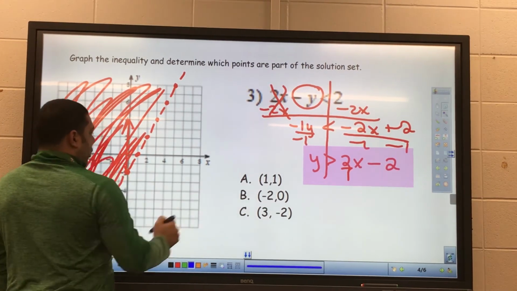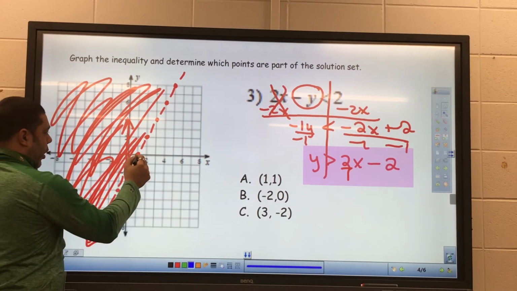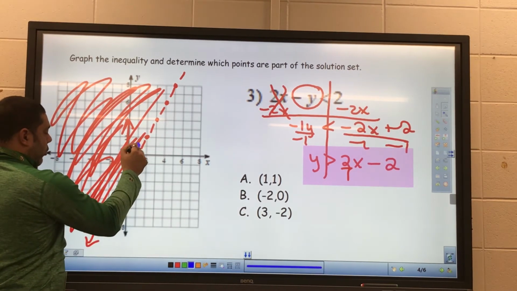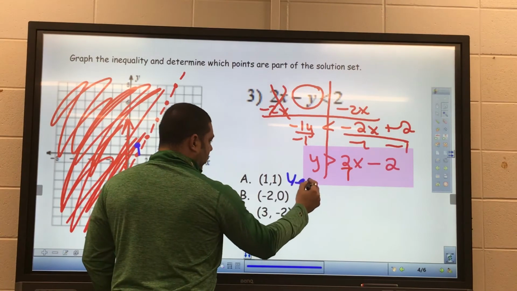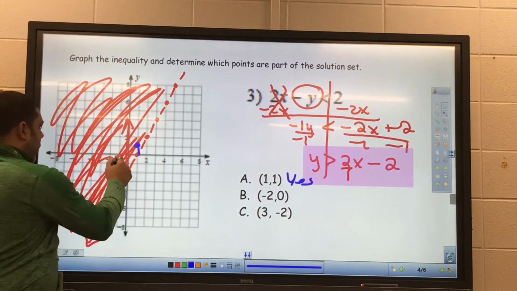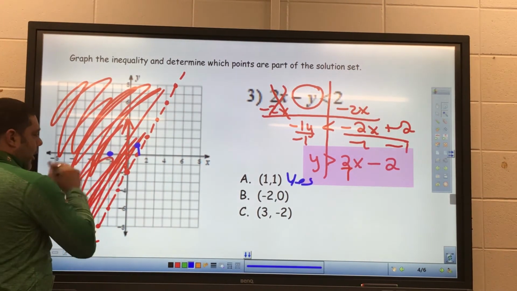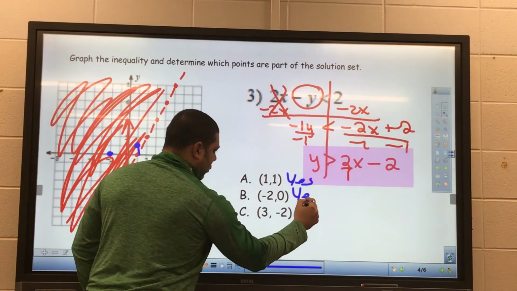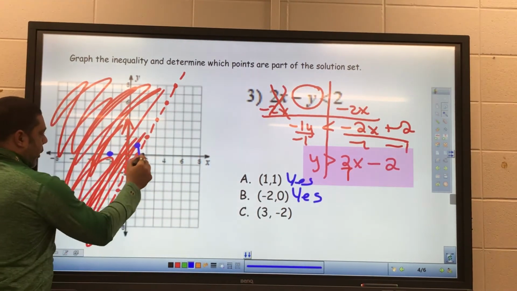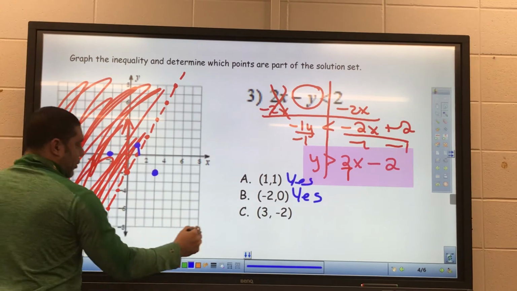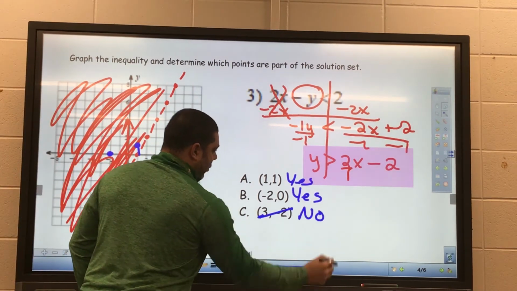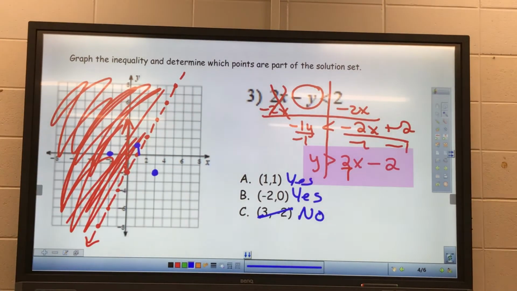Check it. The points that we have, 1, 1 is right there, so yes, that's part of the solution set. -2, 0 is right there in the shaded area, so yes, that's part of the solution set. 3, -2, and once again, it is not part of the solution set, so it'd be no.